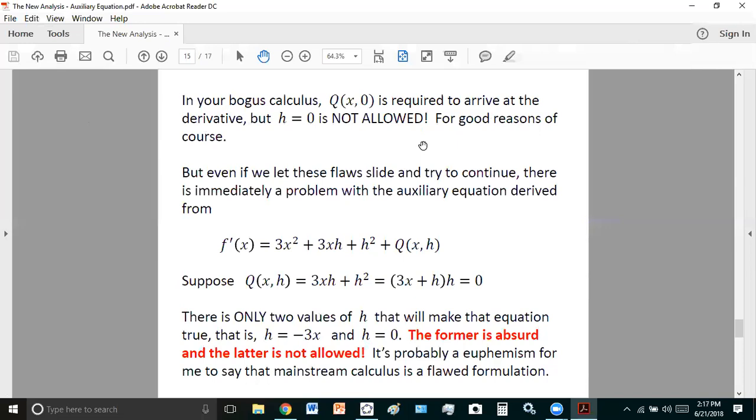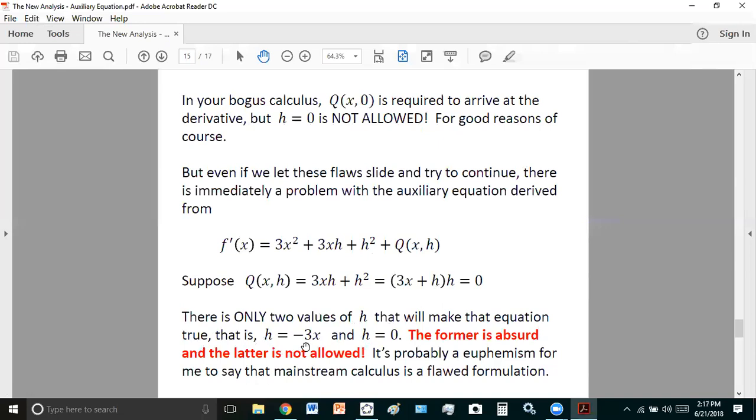And of course, for good reasons, h is not allowed to be equal to 0. But you're basically screwed whatever you do in your mainstream calculus, which is flawed and a bogus formulation. But even if we let these flaws slide and try to continue, there's immediately a problem. Okay, and so we see the problem here. What we need is to solve this particular equation here, this last bit, and we'll see there are only two values of h that will make the equation true.